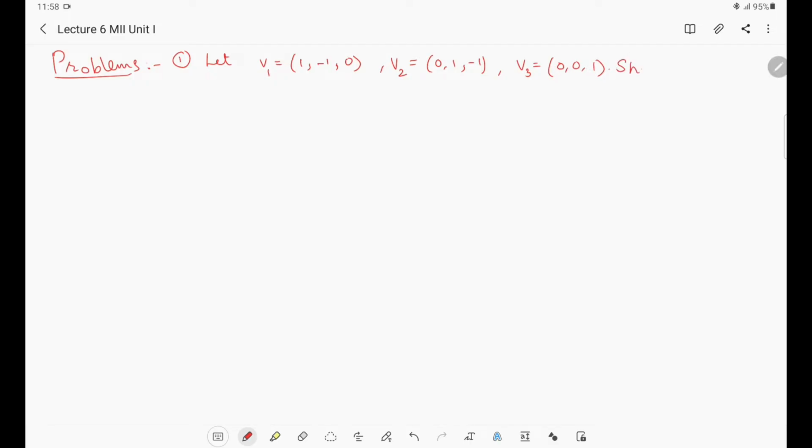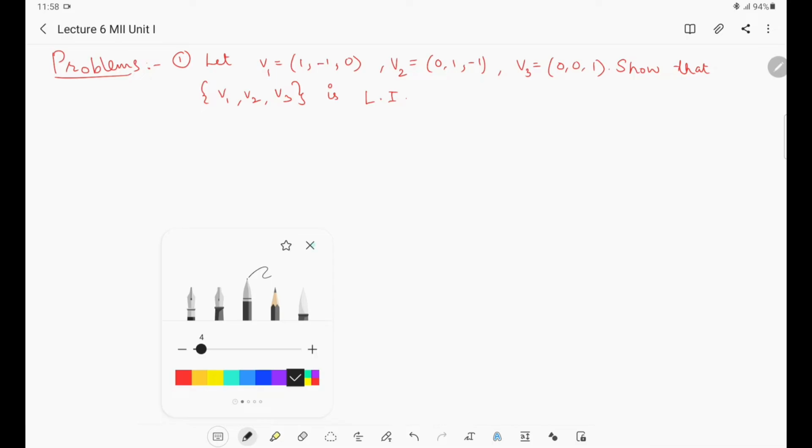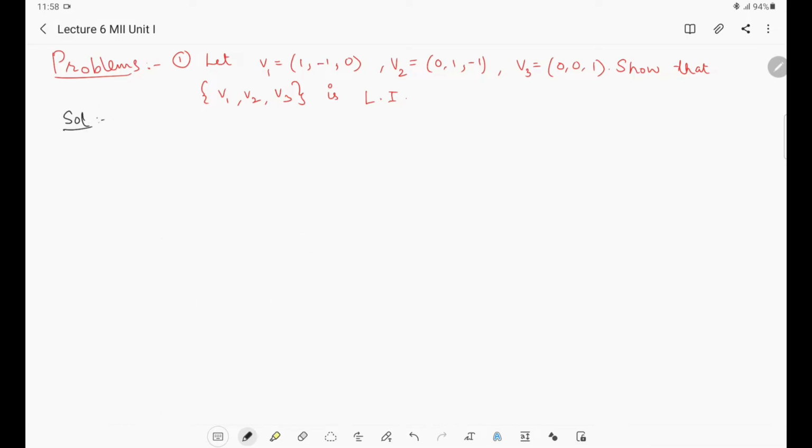Show that this set V1, V2, V3 is linearly independent. This is what the question asks. We have to show that these vectors V1, V2, V3 are linearly independent. So what we have to do? We have to form the matrix A whose rows are the vectors. First vector V1 is 1 minus 1 0, second vector V2 is 0 1 minus 1, third vector V3 is 0 0 1.